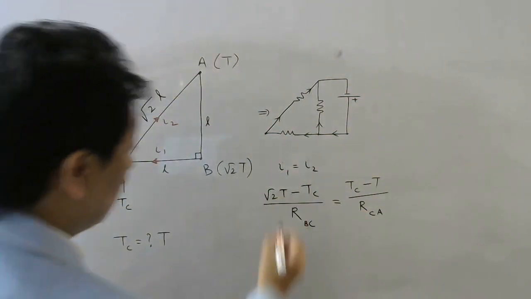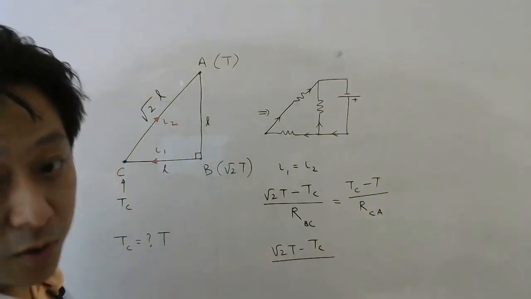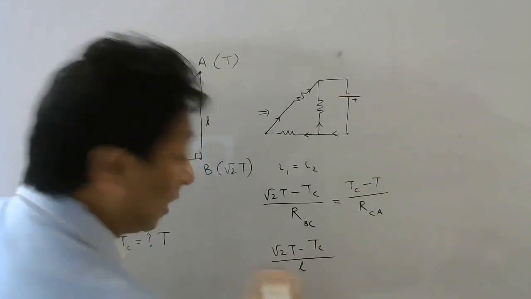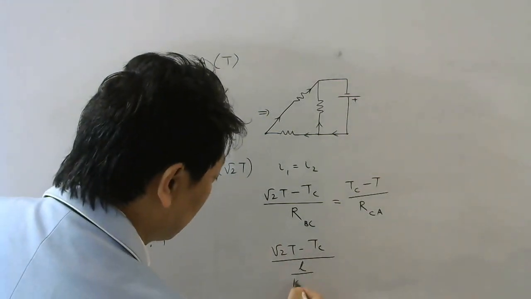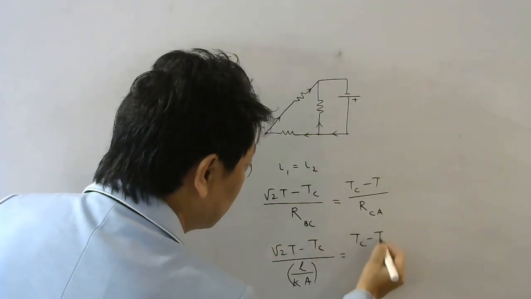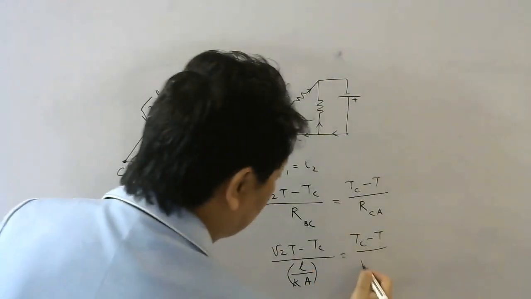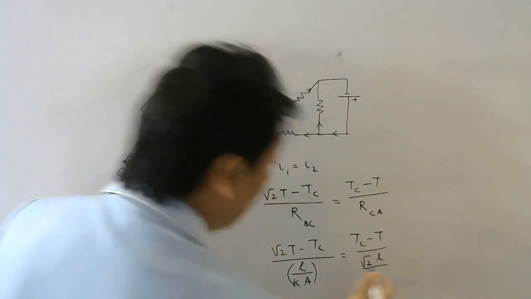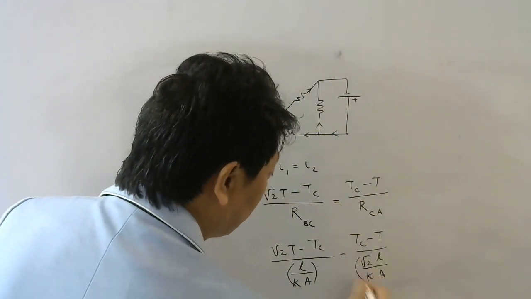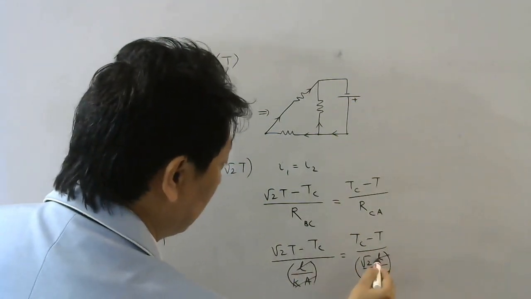Now, here this will be √2T minus Tc divided by, what is the formula for thermal resistance? L by Ka. So the length of this I have assumed L, and K is the thermal conductivity, A is the area. Here it will be Tc minus T. What about resistance of this part? That will be length. What is the length? √2L divided by, they told the metal is same, so K will be same, area also same. So here what happens? Ka will cancel, L will cancel.